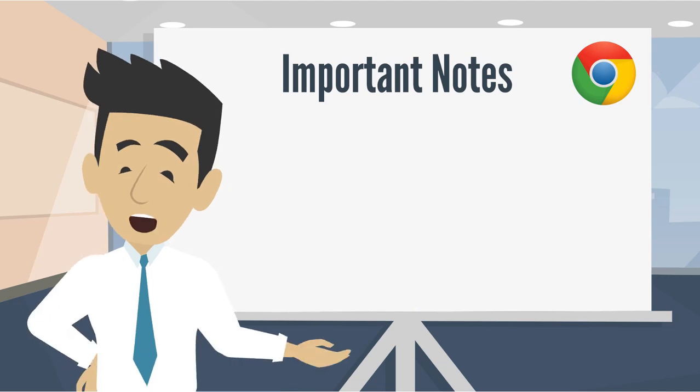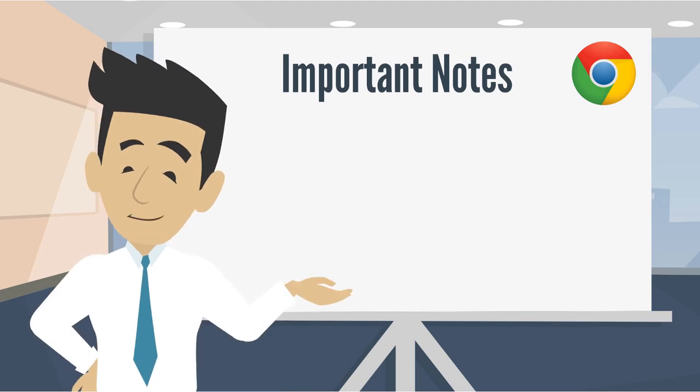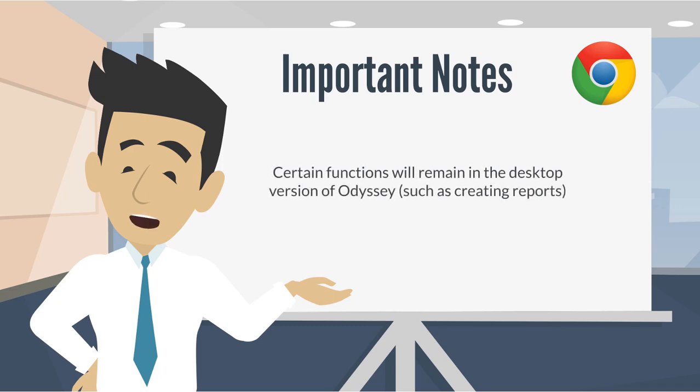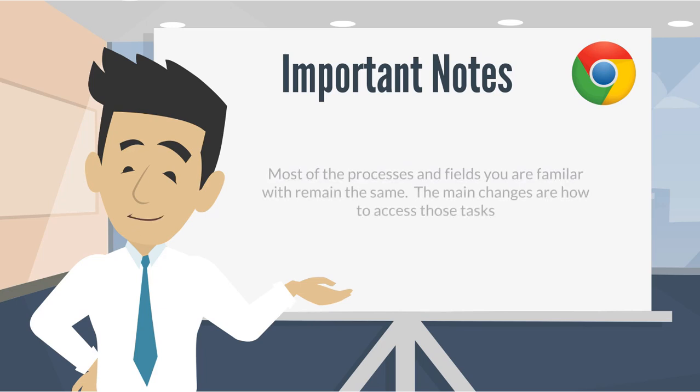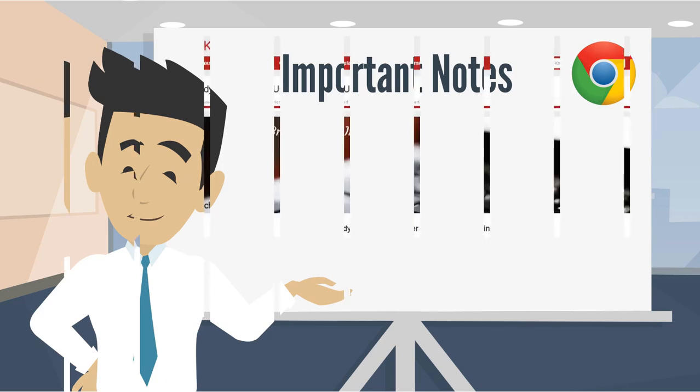Before we get started, let's go over a few important notes. First, in order to take advantage of BUI's performance improvements, you must install and access using Google Chrome. Certain functions will remain in the desktop version of Odyssey, such as creating reports. And most of the processes and fields you are familiar with remain the same. The main changes are how to access those tasks.